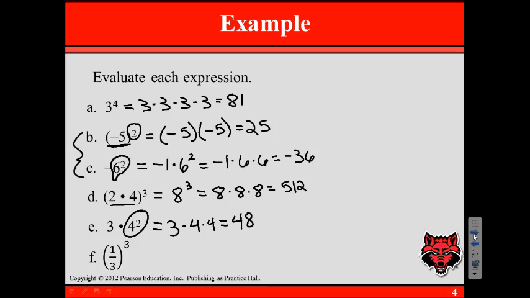And in the last example, 1/3 to the 3rd power. 1/3 is our base, so we are repeating multiplication on the fraction. Remember, when we multiply fractions, we multiply all of the numerators, which will give us 1, and all of the denominators, which would give us 27.